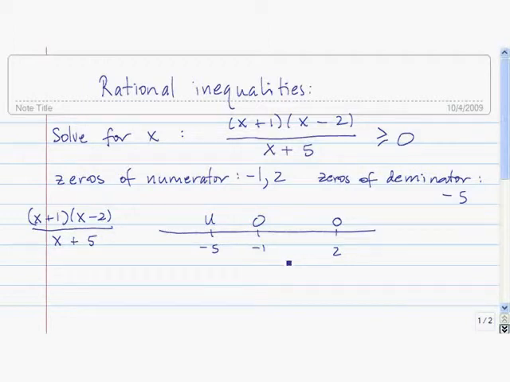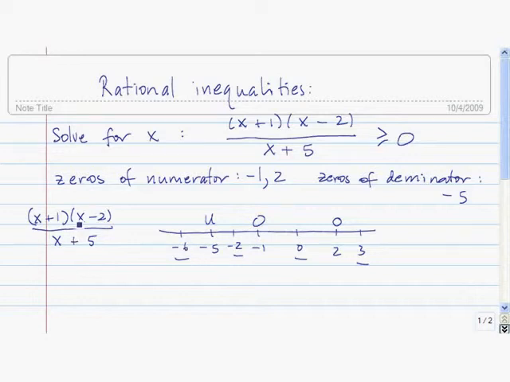Now, similar to polynomial inequalities, we're going to choose test values in each of these remaining pieces and find out where the function is positive and negative. So something less than negative 5 is negative 6. Between negative 5 and negative 1, negative 2. Between negative 1 and 2, 0. And something greater than 2 is 3. So we take each of these test values and plug them into the function to see if it's positive or negative there.